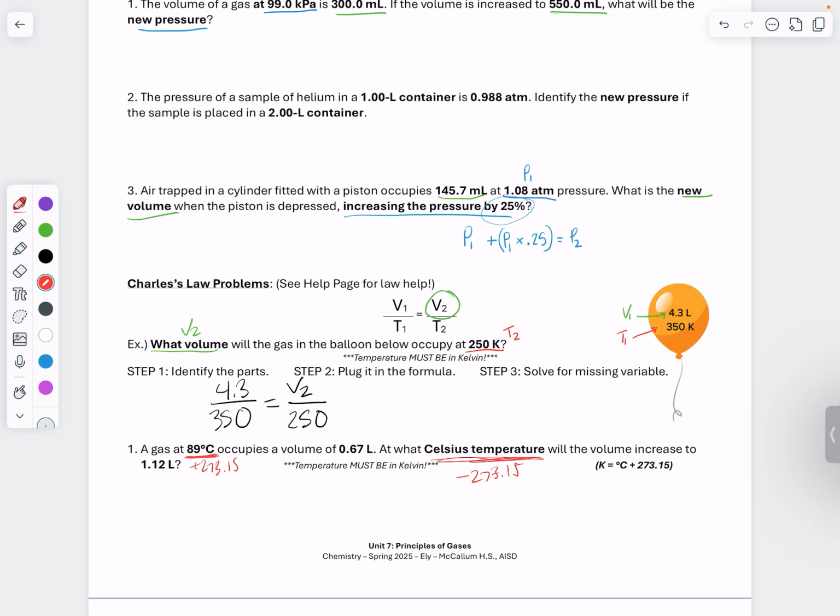All right, that's number one. I'm not going to do that for you. You're going to figure that out. Now that cross multiply divide thing I told you about, you're going to basically multiply those two numbers and divide it by that one, and it looks like this, right? So I'm basically doing 4.3 times 250, and I'm dividing my answer by 350.